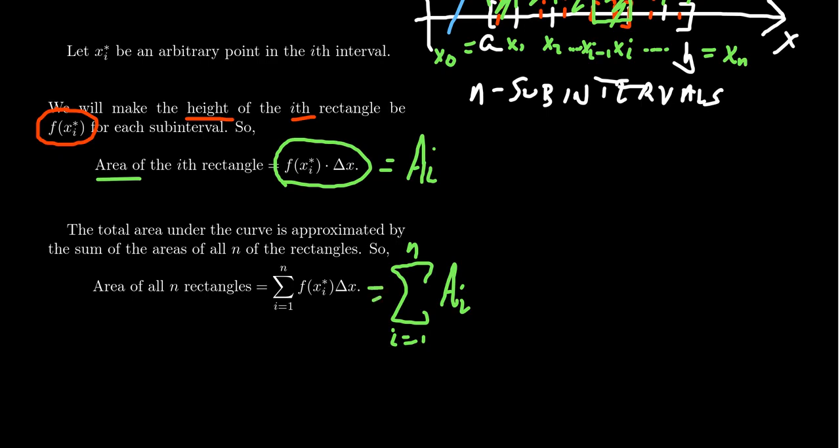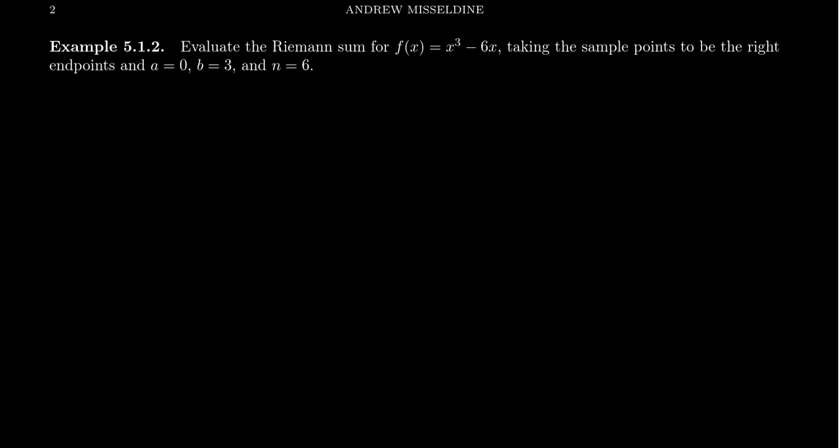And so when you add up these Ai's, since Ai is a rectangle's length times width, you'll take f of xi star times delta x, and that gives you the area of these rectangles. That should approximate the area under the curve. So let's see an example of this right here.